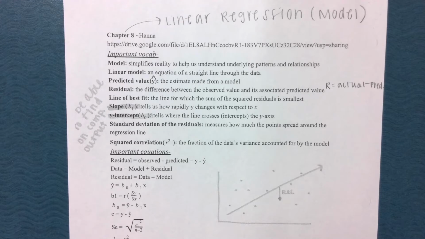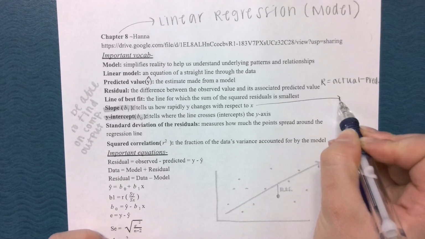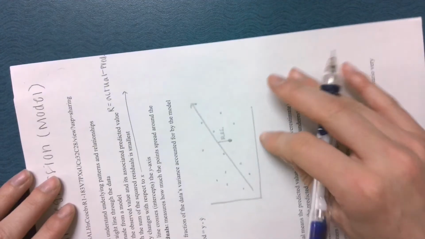Slope and y-intercept we've talked about quite a bit. Remember that slope is telling you how rapidly your y value changes with respect to x, and your y-intercept tells you where that line crosses the y-axis. I would find some space on here to write down the interpretations of slope and y-intercept, so I'm just going to add this off to the side here.